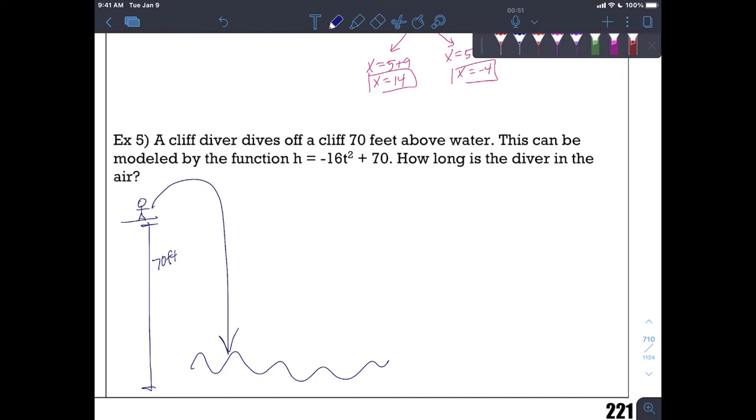Well, number 1, this is height. Number 2, this is time. x and y, they're just naming it something different. They're asking me how long he's in the air. So he's going from 70 feet and going all the way down to the water at 0 feet. So it's some kind of intercept, right? This is when h equals 0. So I'll plug that in.